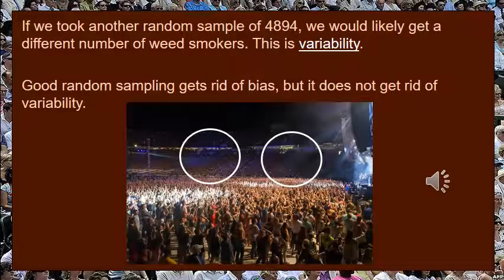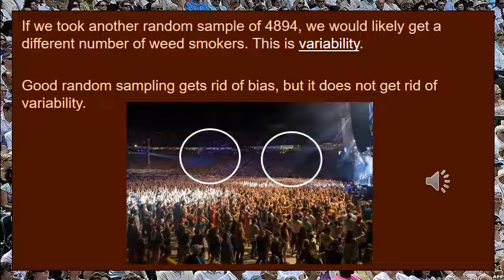But imagine we select another random sample of 4,894 Ontario students. We would probably get a different count of weed smokers, which would lead to a different percentage. So from sample to sample, even if these samples are randomly selected, the number changes. It's normal. And this is called variability. This is an important word for you to know.